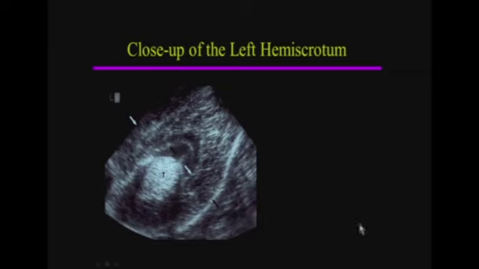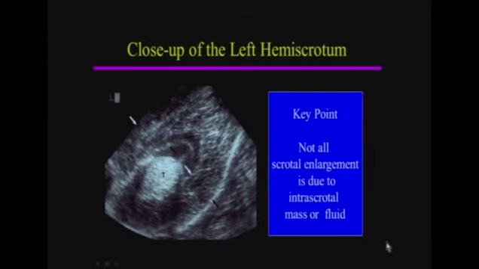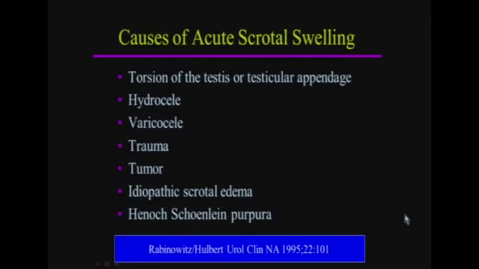And this is a close-up of the left hemiscrotum of this child with a thickened scrotum, but no significant abnormality within the scrotum itself, and particularly not the testicle. So not all scrotal enlargement is due to intrascrotal mass or fluid. Causes of acute scrotal swelling include torsion of the testes or testicular appendage, hydrocele, varicocele, trauma, tumor, idiopathic scrotal edema, and Henoch-Schönlein purpura.